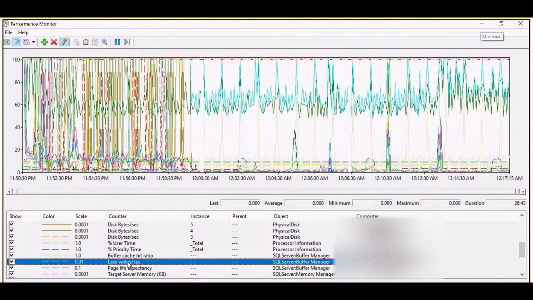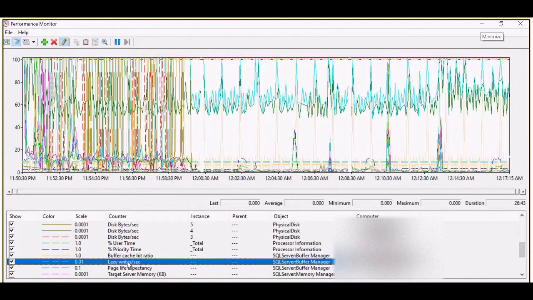Normally, dirty pages are written to disk by checkpoint. That's what checkpoint does, and it does it with some regularity. I don't know what the algorithm is, but whenever SQL feels like it needs to do a checkpoint, it does a checkpoint. This is over and above what the checkpoint is doing.